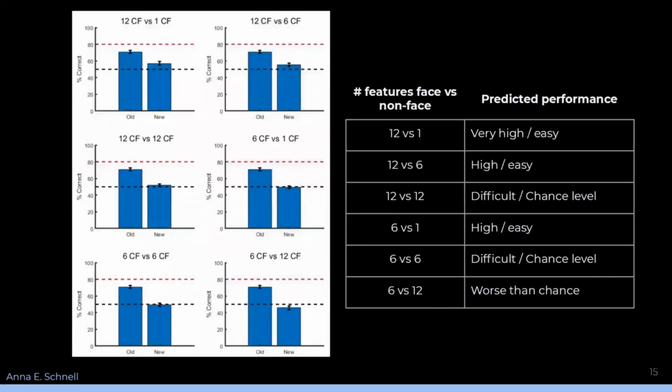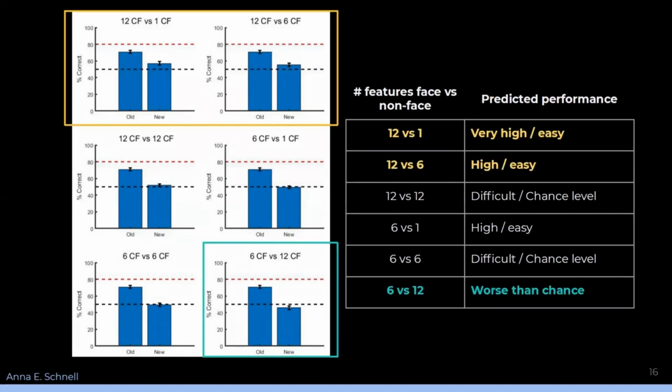Here, each bar plot represents the performance of all rats together on one of the 6 conditions that I recapped on the right. We compared the performance of the old versus the new stimuli during testing. For conditions 1, 2, and 6, we find a significant difference to chance level for the new stimuli. These results are somewhat in line with the performance that we predicted or expected.